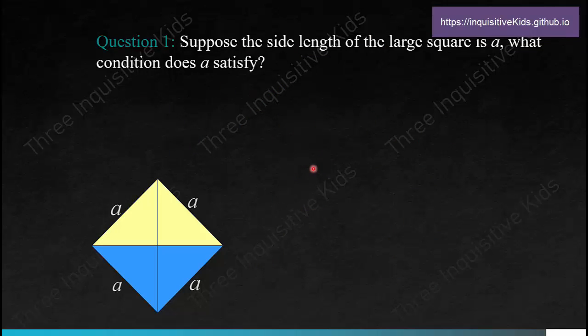Now, here's a question. Suppose the side length of the large square is A. What condition does A satisfy? Okay. Because the area of the large square equals 2, A squared equals 2. We do know that because this is the same square as before, so S equals 2, then A squared equals 2.